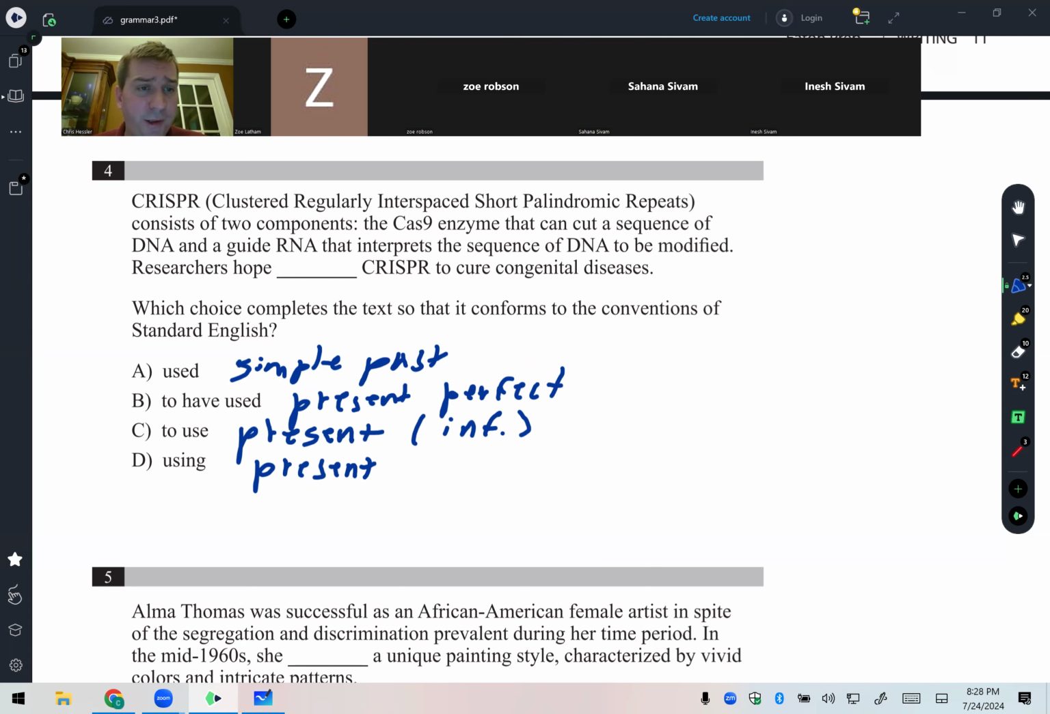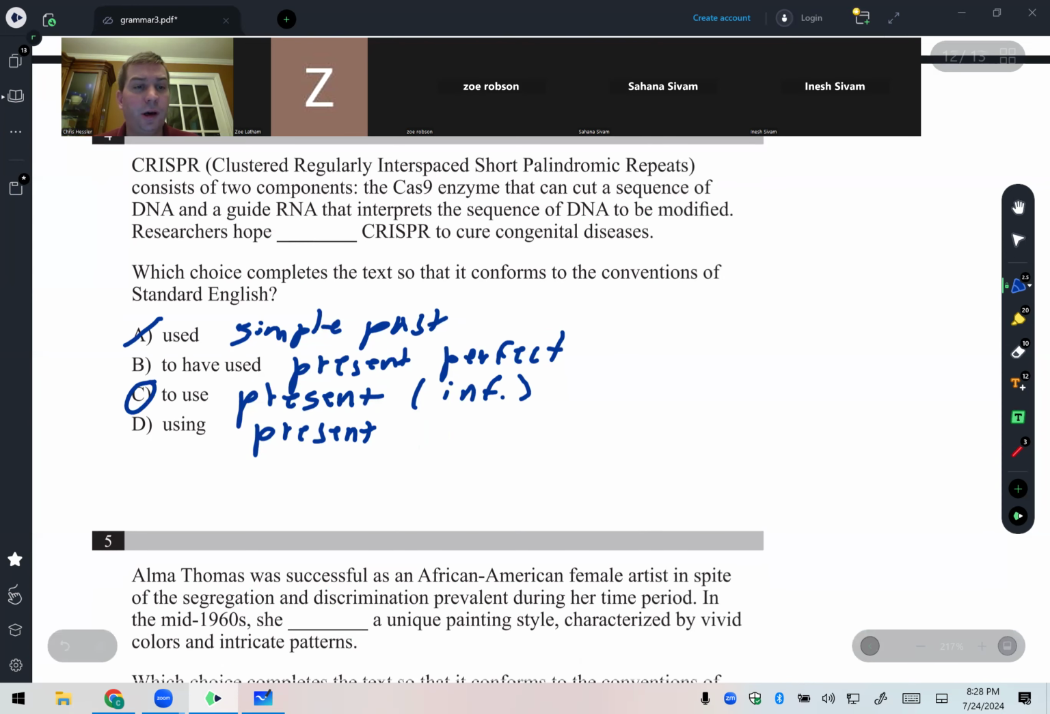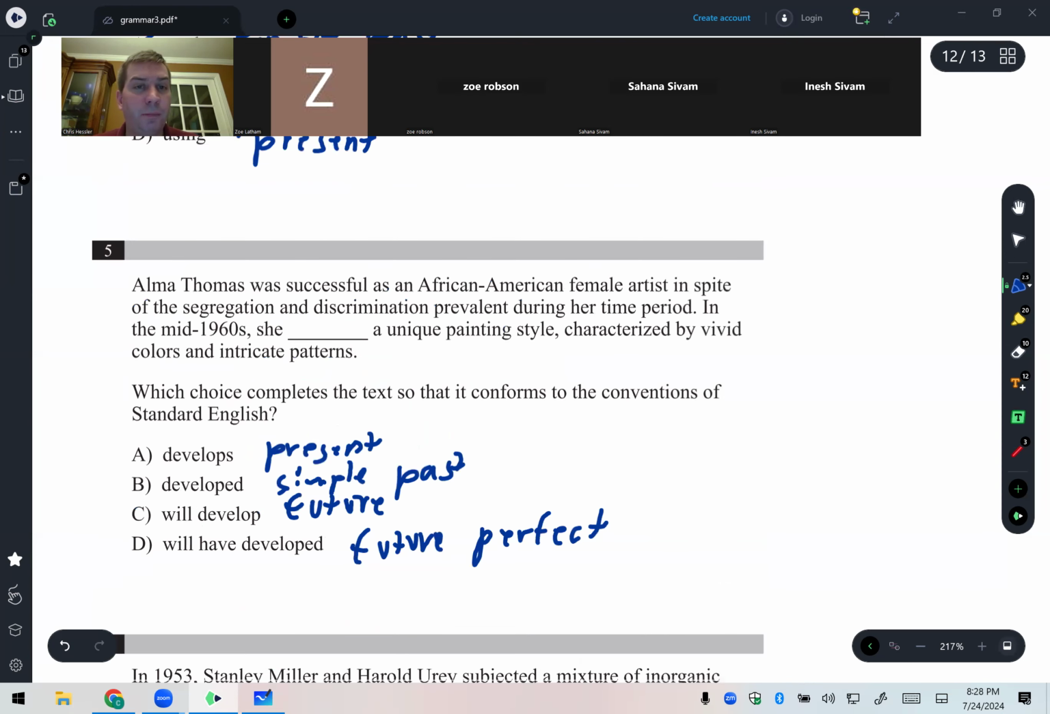Are we in the simple past? I don't think so. Present infinitive would be the correct version here. Researchers hope to use CRISPR to cure congenital diseases. On to number 5, it's another tense question.